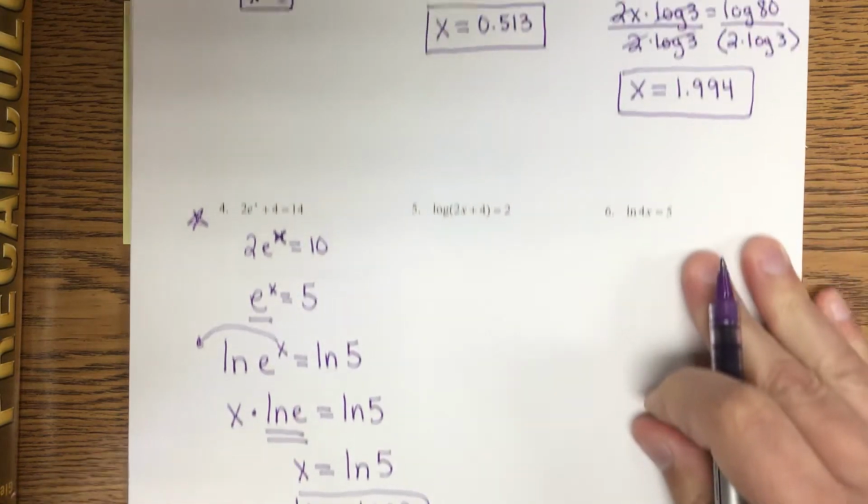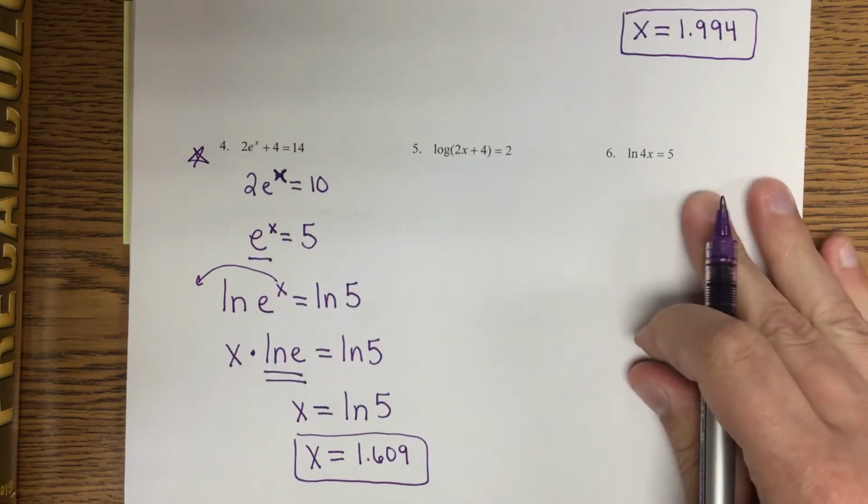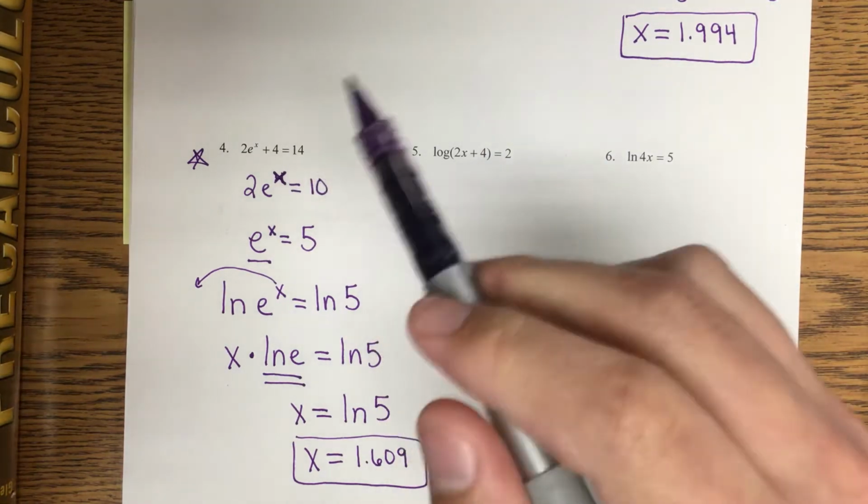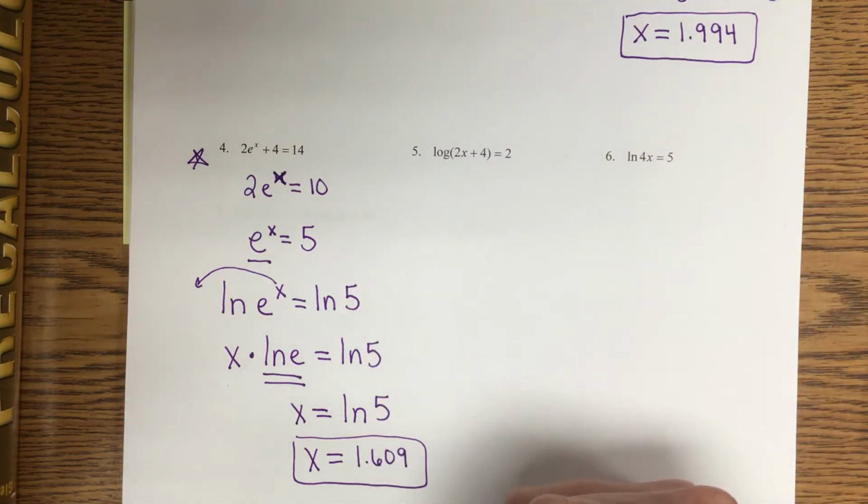So problems 1 through 4 are giving you a picture of exponential equations, and specifically 2, 3, and 4 show you what to do when you can't get bases to be the same.